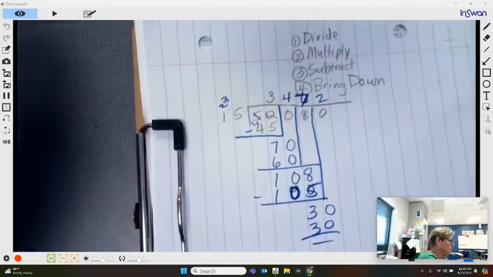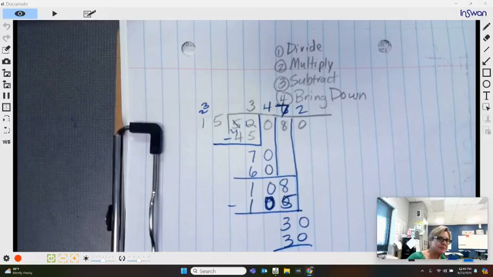I should have used a pencil with an eraser. But sometimes it's just not as easy. But we'll try one more.